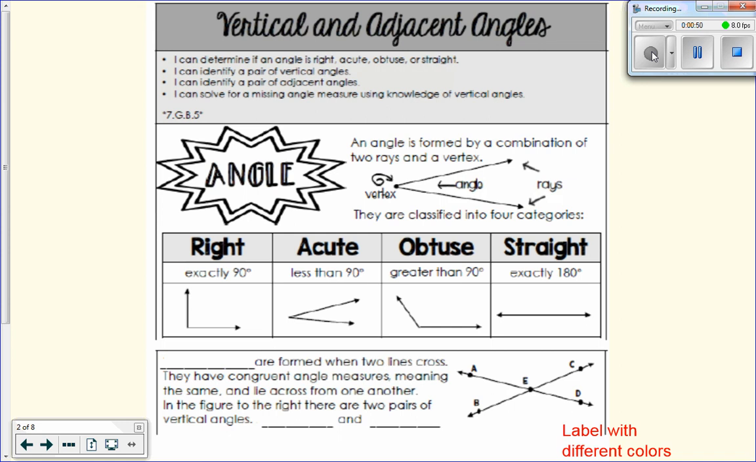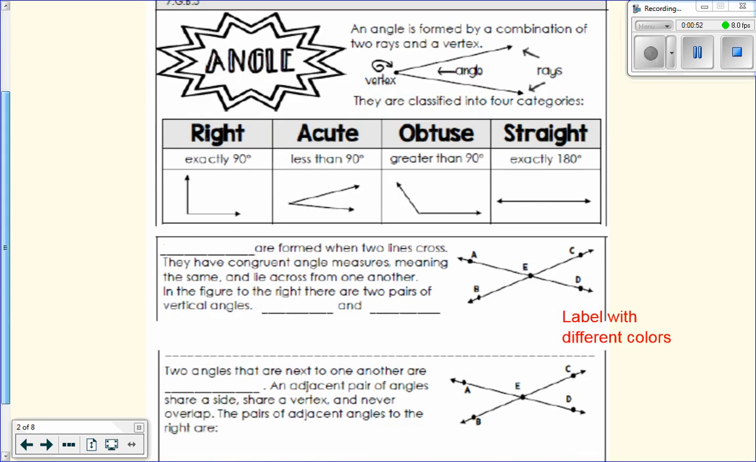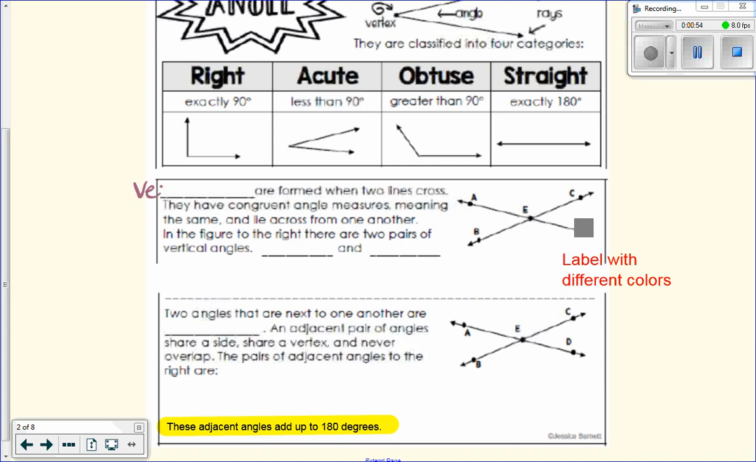All right, our first vocabulary word is vertical angles. They are formed when 2 lines cross. They have congruent angle measures. What's congruent mean? They are equal. All vertical angles are equal angle measures, meaning the same, and they lie across from one another. In the figure to the right, there are 2 pairs of vertical angles. And which ones are they?